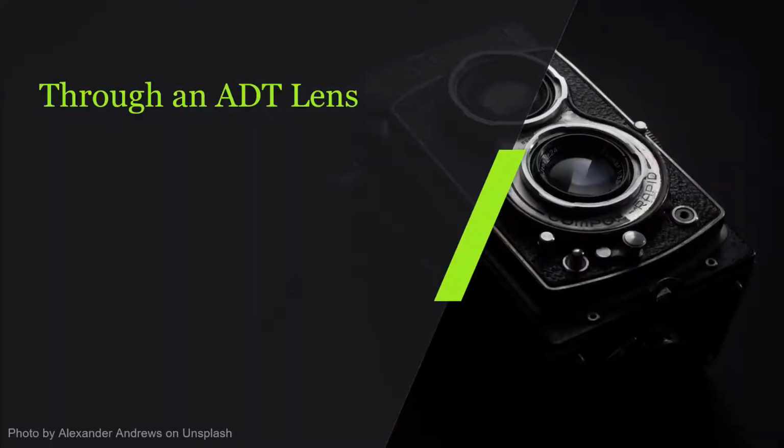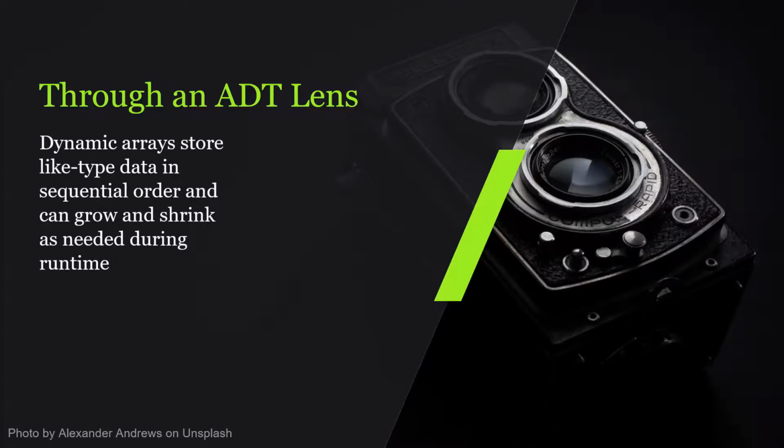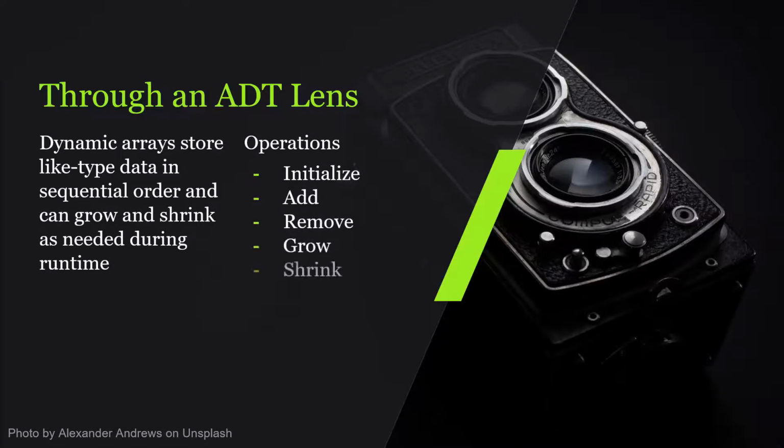Now that we know how dynamic arrays work, let's look at what a dynamic array is through the perspective of an abstract data type. A dynamic array will store like type data in sequential order, and it can grow and shrink as needed during runtime. Some of the operations that we may want to perform on a dynamic array are initialize or create, add, remove, grow, and shrink. Now, these might not be all the operations we want, but these are the basic operations that we would need for a general dynamic array ADT.